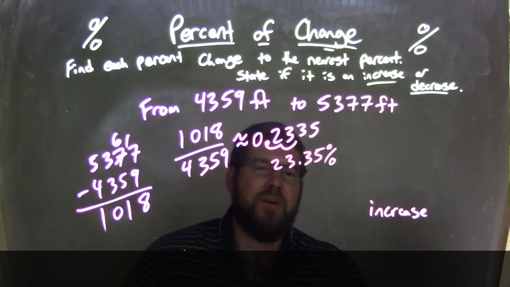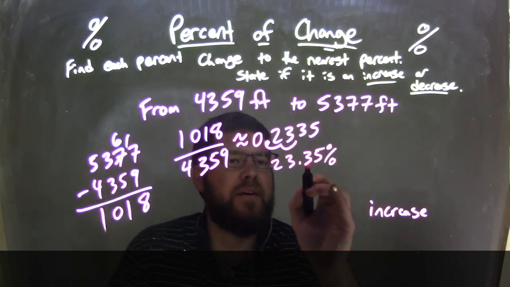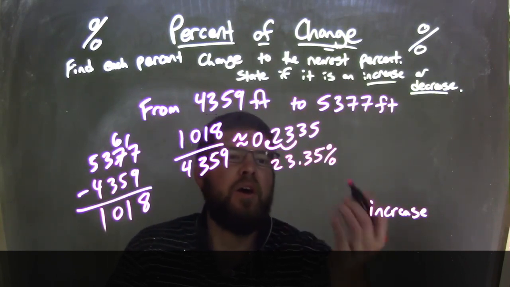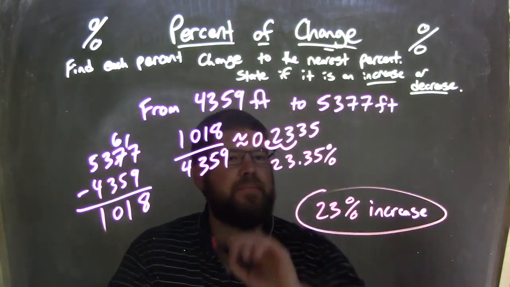So I have 23.35%. I need to round to the nearest percent because it asked me to. So that 0.3 right here causes this 3 to round down. So we're left with just a 23% increase.